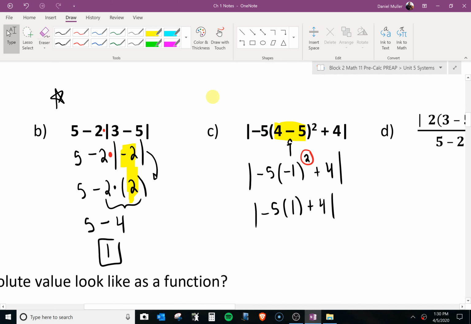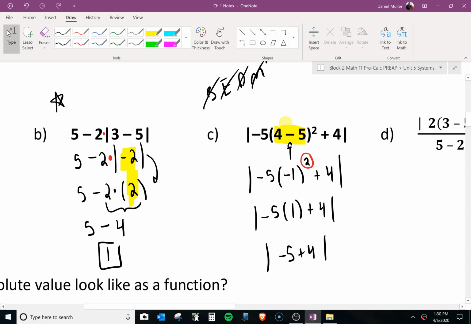So we've done the B in BEDMAS. We've done the E. Those are done. Now there's no division, multiplication. So we'll do multiplication here. Negative 5 times 1 is negative 5. Now that's gone. And then we have addition or subtraction. And I've got addition here, negative 5. Negative 5 plus 4 is negative 1. And lastly, the absolute value of negative 1 is just 1.